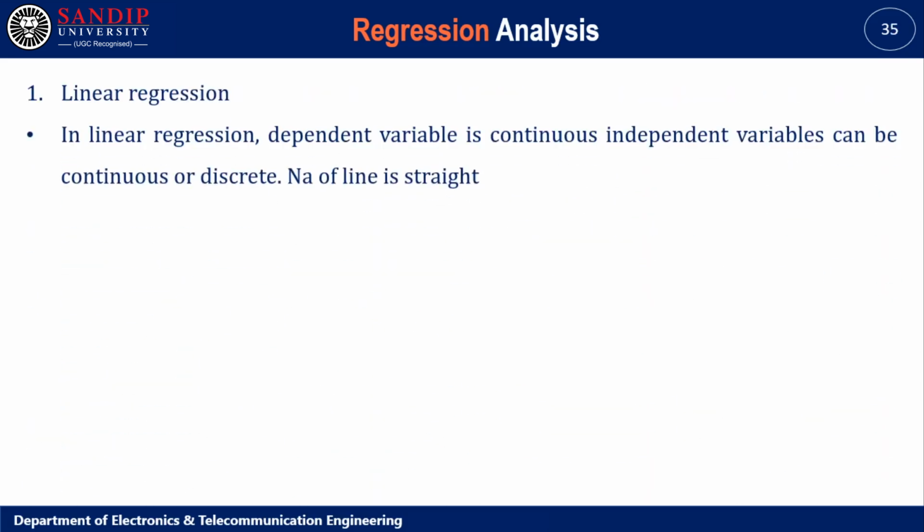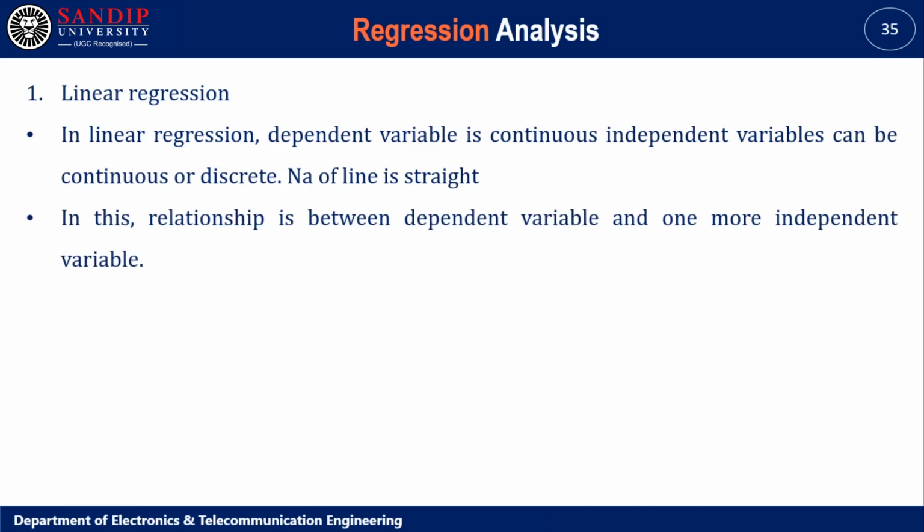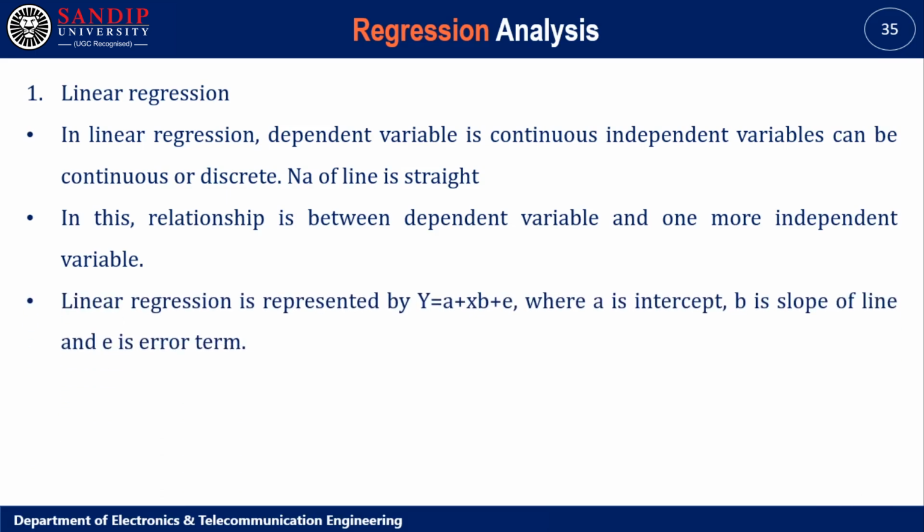Linear regression. In linear regression, the dependent variable is continuous, and the independent variables can be continuous or discrete. The regression line is straight. The relationship is between the dependent variable and one or more independent variables. Linear regression is represented by y = a + bx + e, where a is the intercept, b is the slope of the line, and e is the error term. The figure shows the linear regression.